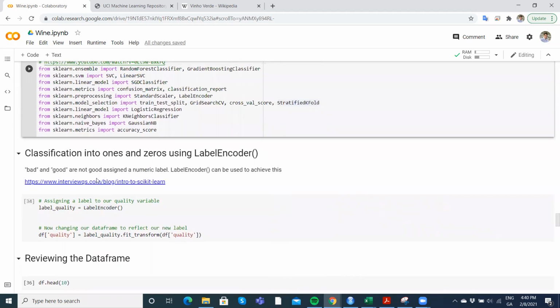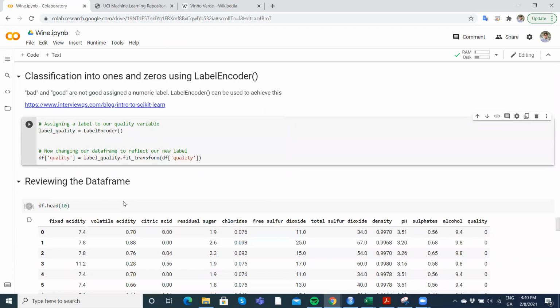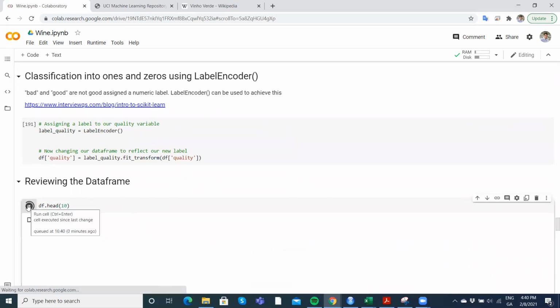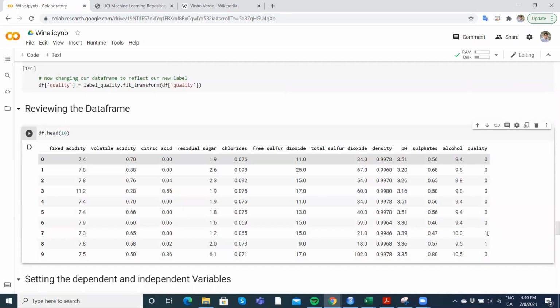Okay, so we're going to use a LabelEncoder, which we have here. So we import that in from sklearn.preprocessing. Okay, so let's just run that snippet of code. And then if we take a look at our df.head, we don't have bad and good, we have zeros and ones.